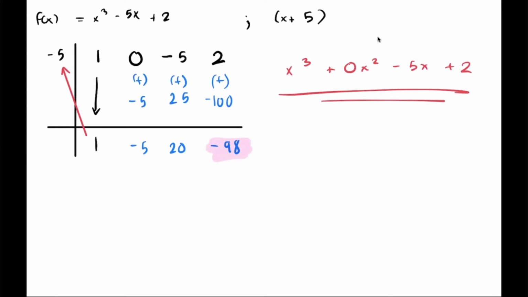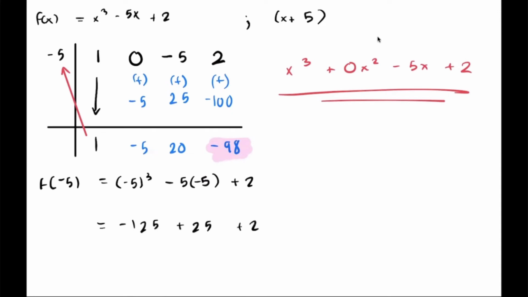So now let us see if f of a is equal to -98. So we will write f of -5 is -5 to the power of 3 minus -5 times -5 plus 2, which will be, let us first simplify, -125 plus 25 plus 2. -125 plus 25 is -100, then plus 2 is -98. It doesn't really need a calculator, to be honest. So yet again, f of a is in fact equal to the remainder.